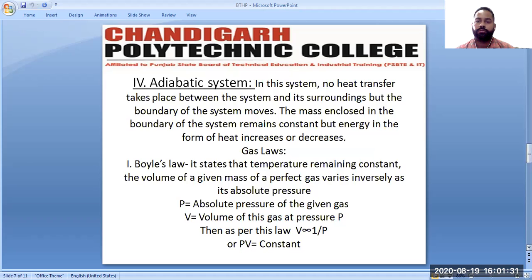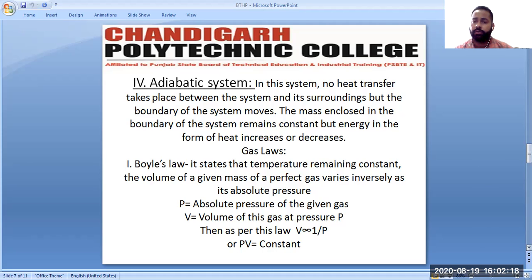My first law is Boyle's law. It states that temperature remaining constant, the volume of a given mass of a perfect gas varies inversely as its absolute pressure. In gas laws, we have three terms like temperature, volume, and pressure. One is constant, another one is directly or inversely proportional to another one. If temperature is constant, volume is inversely proportional to pressure. If pressure is constant, volume is directly proportional to temperature. So these laws are based on these three terms: temperature, volume, and pressure.